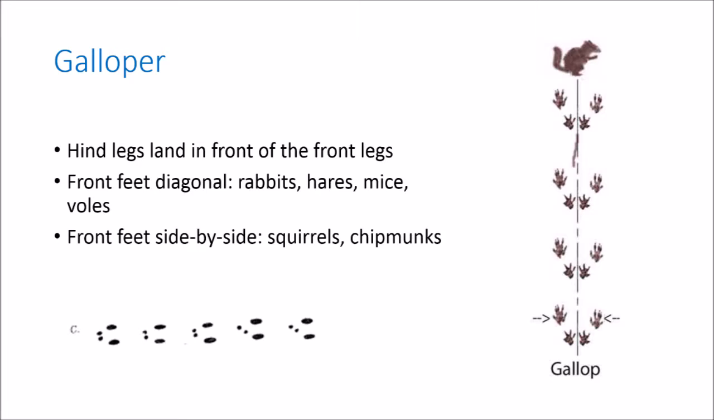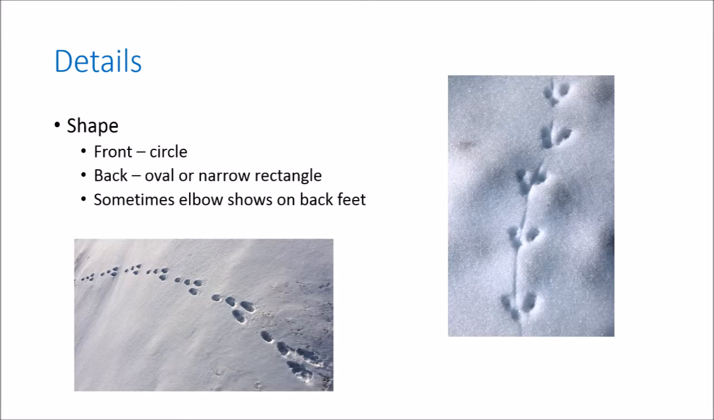The galloper pattern is left by animals whose hind legs land in front of their front legs while running. The front feet may be diagonal or side by side, depending on the species that left the tracks. A galloper's front feet form a circle shape, whereas the back feet form an oval or narrow rectangle. Sometimes an elbow shows on the back feet, and sometimes there is a tail drag.